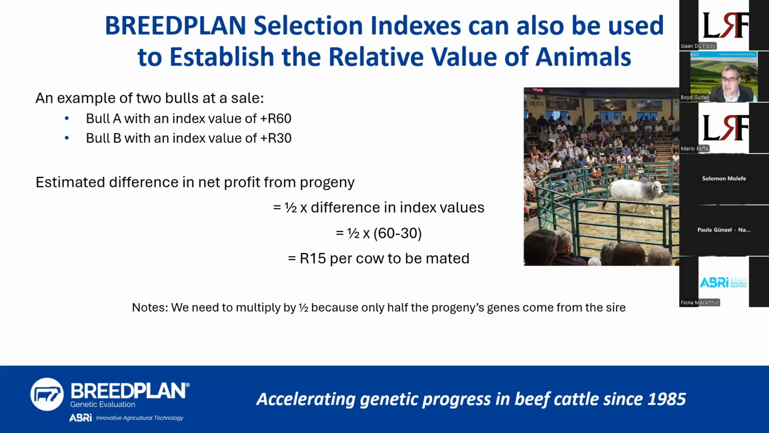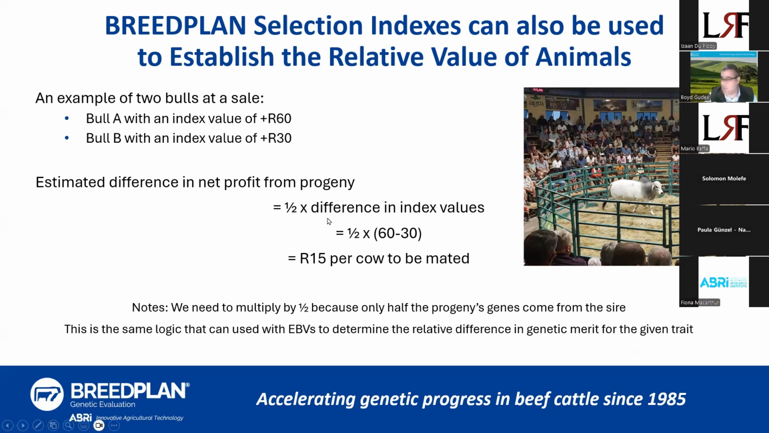Now, you may be wondering why we have this half factor in the equation. We have that there because only half of the progeny's genes come from the sire. The other half, of course, comes from the dam. This is the same logic that we use with EBVs to determine the relative difference in genetic merit for a given trait.